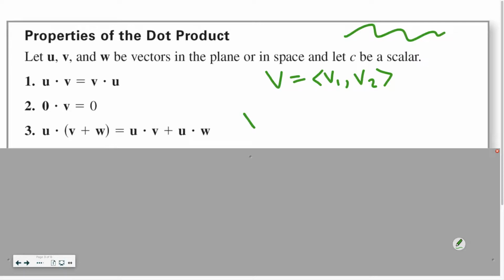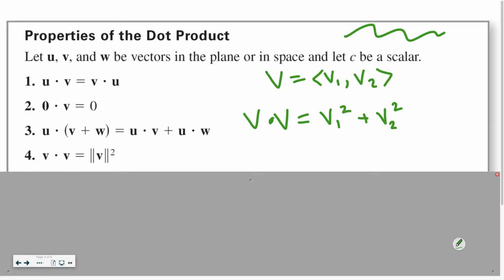Okay, what would happen? Don't write this down yet. What would happen if we took V dot V? Well, what do we do with the dot product? We take the component times component, and component times component. Have you seen anywhere where we have horizontal component squared plus vertical component squared? Oh, that's what's under the radical in the magnitude, right? Yeah. Okay, so the dot product of V and V is the same thing as magnitude squared.